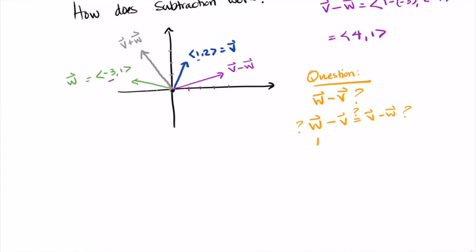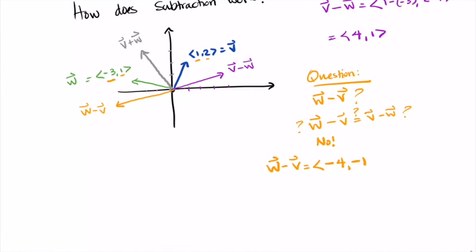If you said no, then you're absolutely correct. So remember that when you subtract two numbers, the order of course matters. So if we wanted something like w minus v, we'd need to start at w and subtract out v. So our first entry would be -4, and our second entry would be 1 minus 2, so -1. So in fact, we would have this vector.